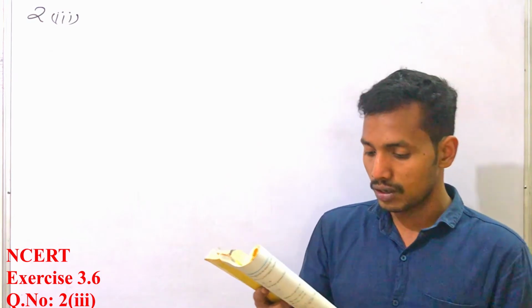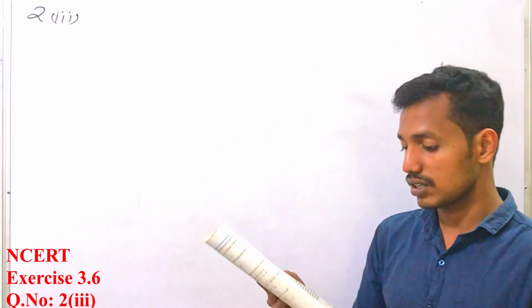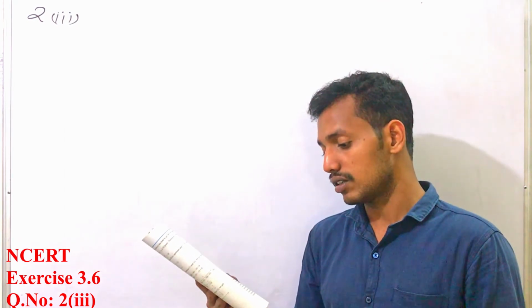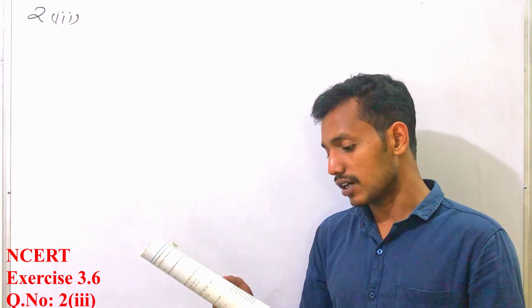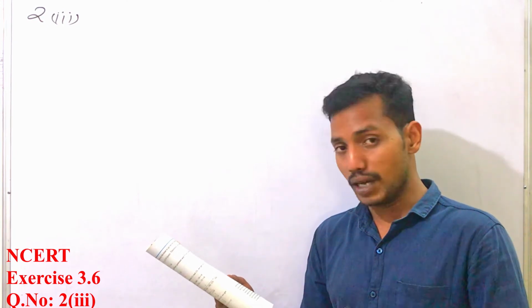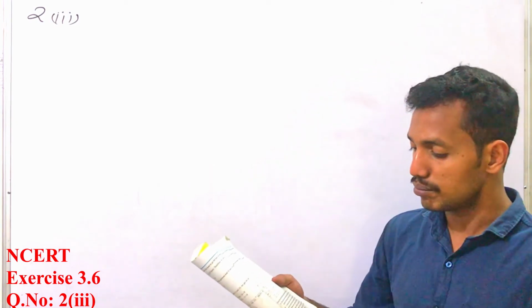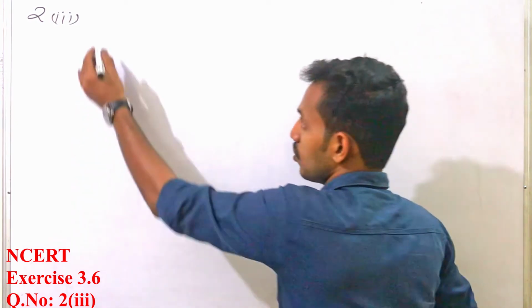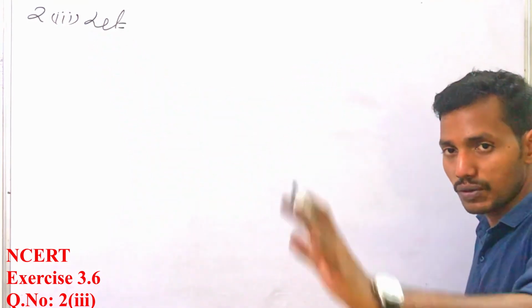Ruhi travels 300 km to her home, partly by train and partly by bus. She takes 4 hours if she travels 60 km by train and the remaining by bus. If she travels 100 km by train and the remaining by bus, she takes 10 minutes longer. Find the speed of the train and bus separately. So, the quantity which we have to find is the speed of the train and the speed of the bus.